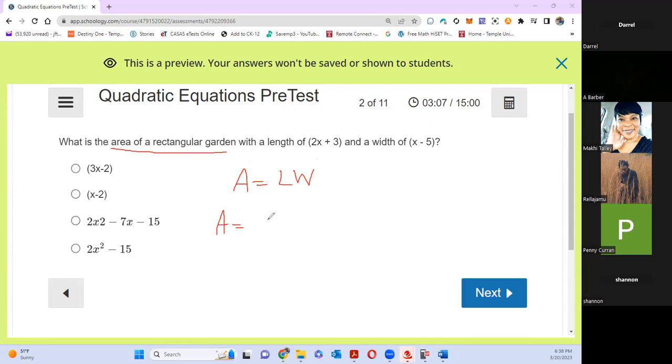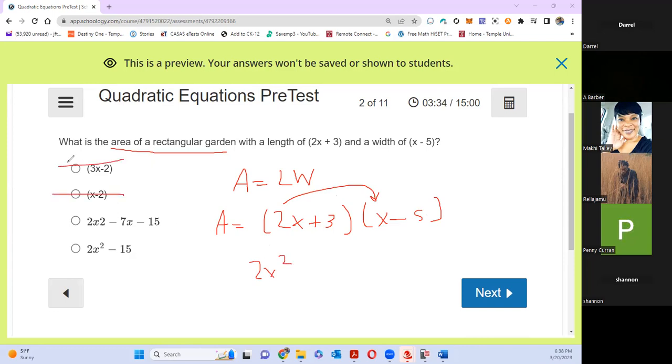The length is 2x plus 3. 2x plus 3 times what's my width? Times x minus 5. Now what you should realize is even though this is an area problem, this is a multiply binomials problem, and you're going to get a quadratic equation. So 2x times x is what? 2x squared. So you know my first term is 2x squared.